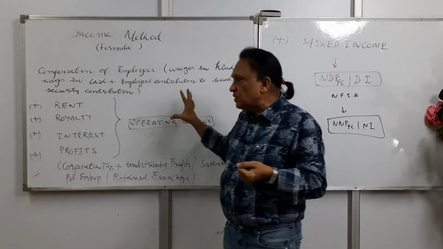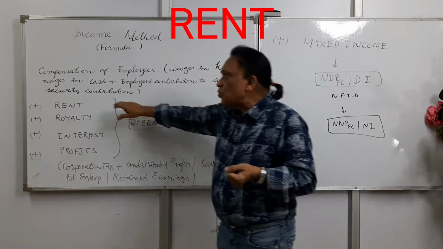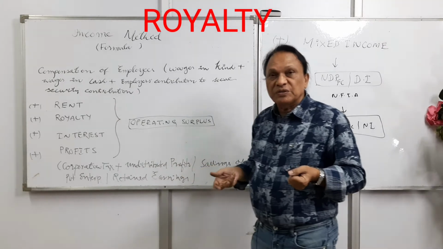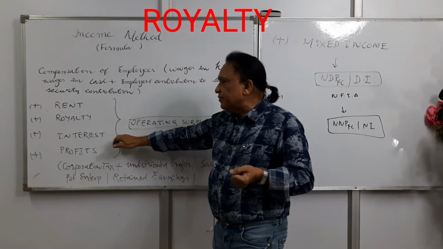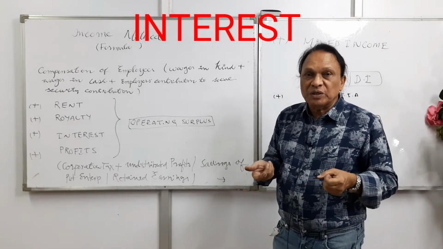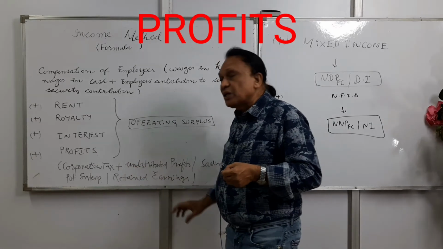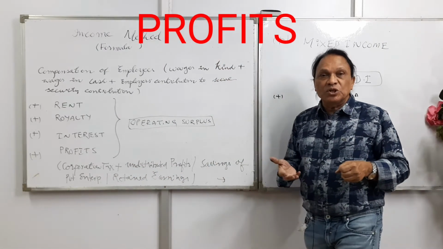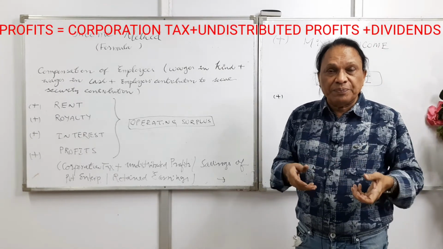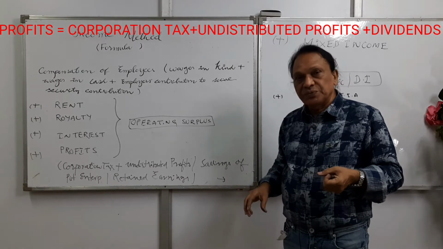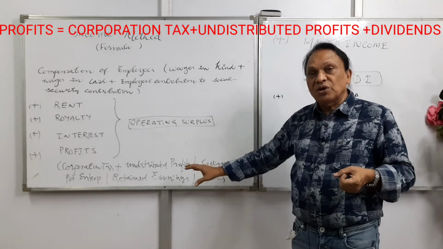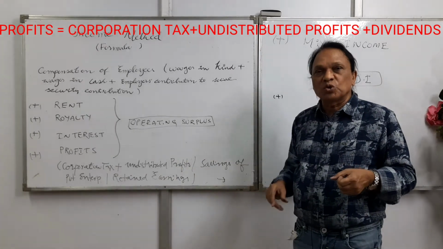To this you add, this formula is purely for numericals, rent. To this you add royalty, of course, they must have given you these values. To this you add interest, to this you add profits. Rent plus royalty plus interest plus profits. Again, remember, profits has three components: corporation tax plus undistributed profits, also called retained earnings or savings of private enterprises, and then dividends. In case they have given you profits, just ignore these values. If profits are not given, take these values to get the profit.